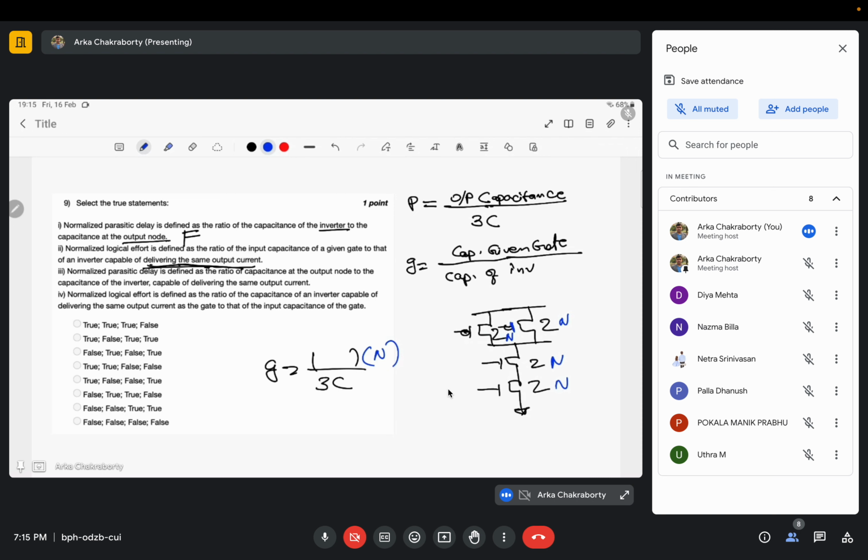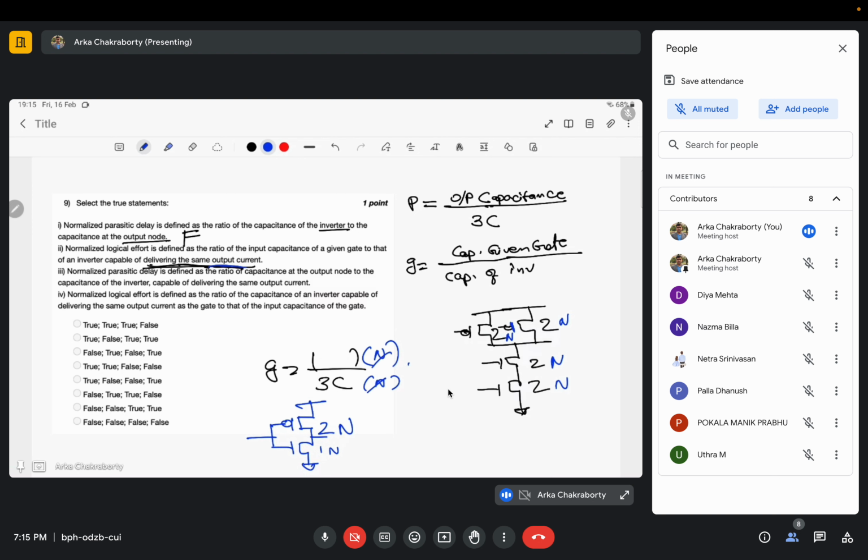So will my logical effort increase? No, it will not increase. Why? Because the definition is such that the output current should be similar to that of an inverter. Then instead of considering the inverter which initially we are considering, 1 and 2, we'll be considering a new inverter which is able to deliver the same amount of current. That is, we have to scale the unit inverter also to the value of n. So here also an n will come, they will cancel out, and my g would remain the same.